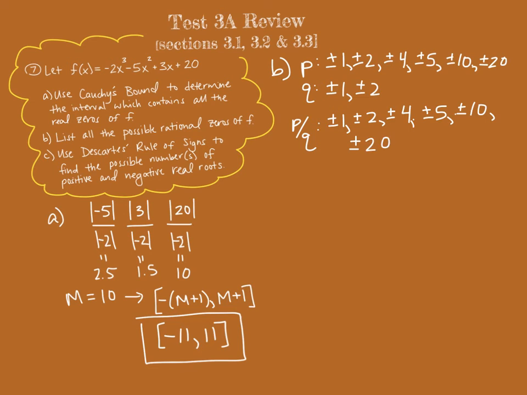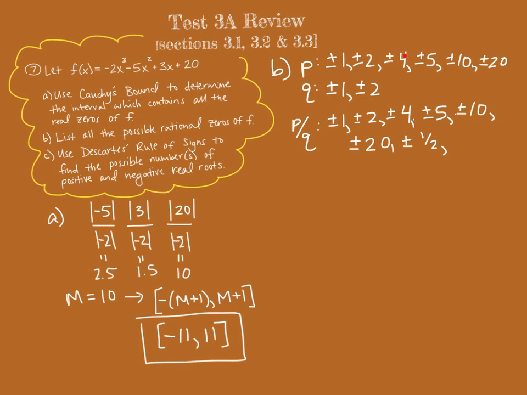Then the next thing that we want to do is put all of our p-values over 2. So we're going to put 1 over 2. We don't have that yet. That's 1/2, so we're going to put plus or minus 1/2. The next p-value is 2. 2 over 2 is 1. We already listed 1, so we don't need to list it again.